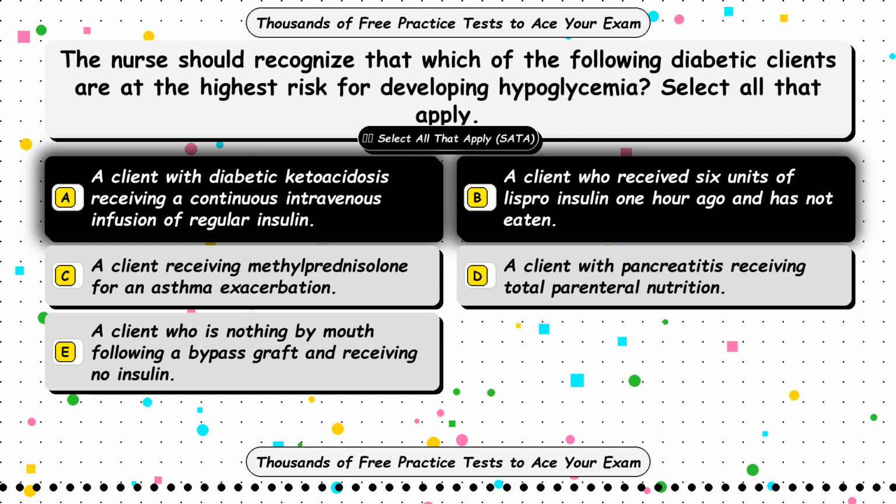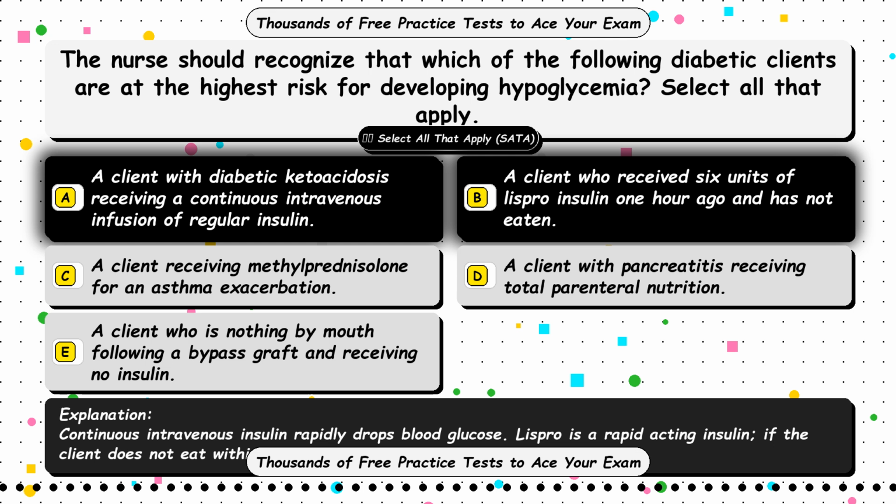The correct answers are options A and B. A client with diabetic ketoacidosis receiving a continuous intravenous infusion of regular insulin. A client who received 6 units of Lispro insulin 1 hour ago and has not eaten. Continuous intravenous insulin rapidly drops blood glucose. Lispro is a rapid-acting insulin. If the client does not eat within 15 minutes, severe hypoglycemia can occur.